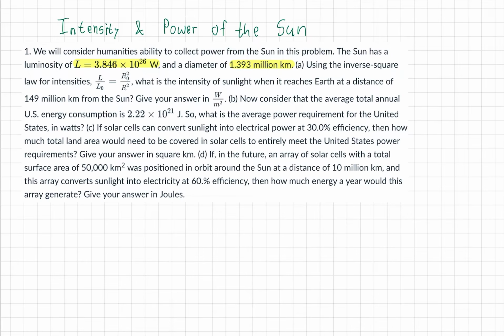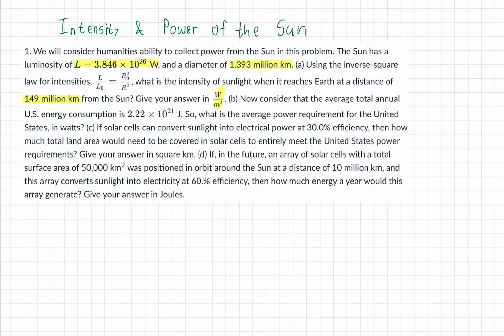Using the inverse square law, which is a relationship between luminosity and distance from the center of the source of that luminosity, we can find the intensity of sunlight that reaches Earth at a distance of 149 million kilometers, which is 1 astronomical unit. We're going to give this in the base units of intensity, which is watts per square meter, because intensity is power per area, and power is energy per time. That means intensity is energy per time per area, because that's exactly what watts per area tells us.